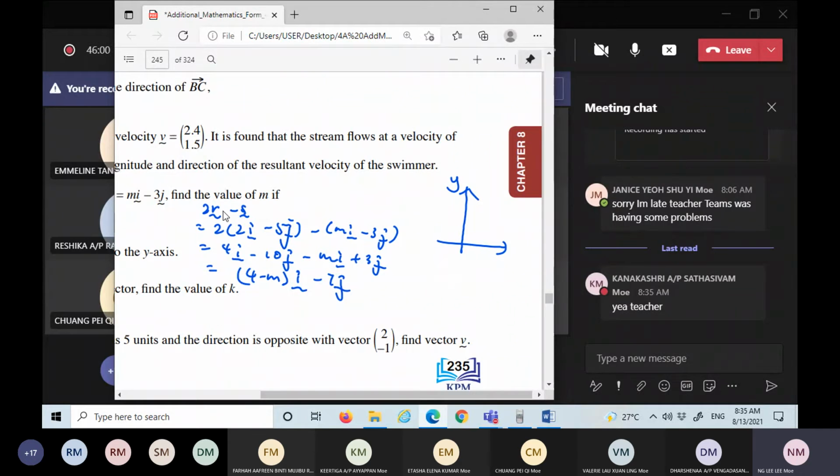So you see, 2r minus s, you have component i and component j. They say this is parallel to the y-axis. This is the y-axis. Something like this, or this side also can. So which component is 0? Component i or component j? J is 0.